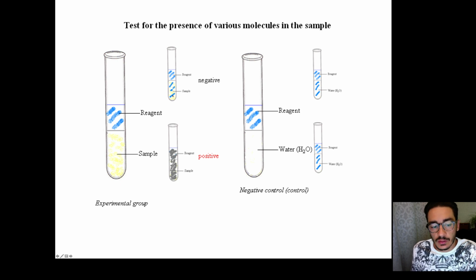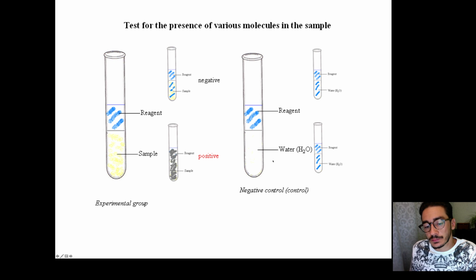But why do we do this? We want to know if our reagent is actually working fine. So we add a known sample, which is going to be protein, just to check how well your reagent is working. If you add your unknown, but your reagent is not working fine, you will get negative results. So this is how you can validate your results.